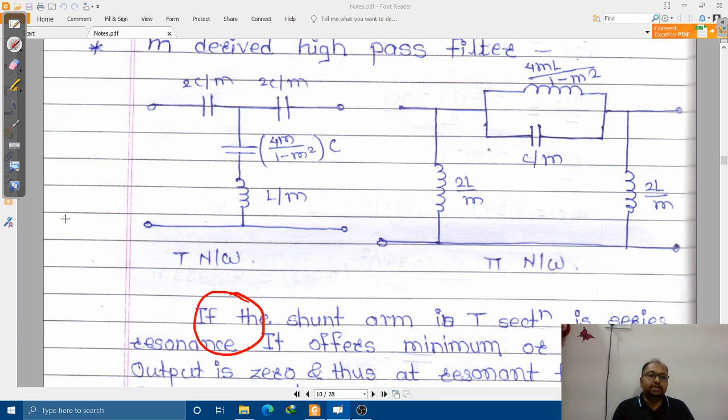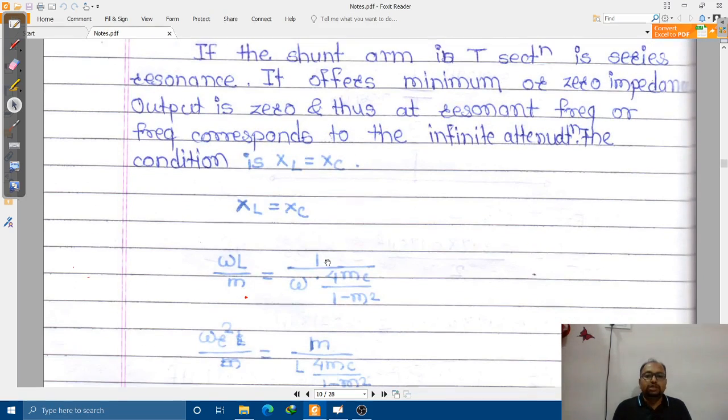That means if L by 2 is there, then XL must be omega L divided by 2, right? Like that. And if a capacitor is there, then it is going to get inverted. So let us check it out. So 1 divided by omega into C is what?